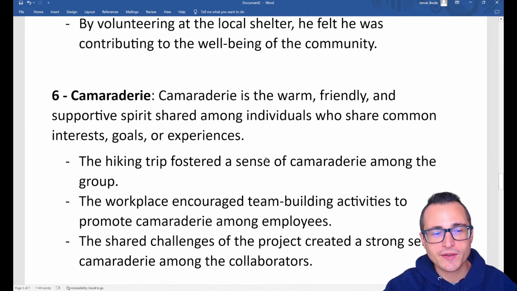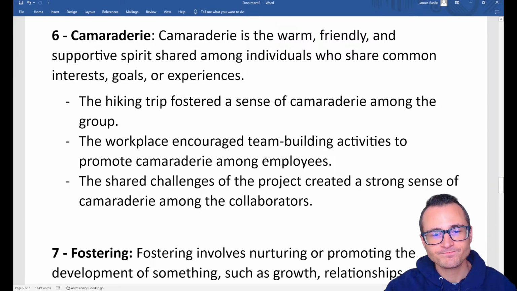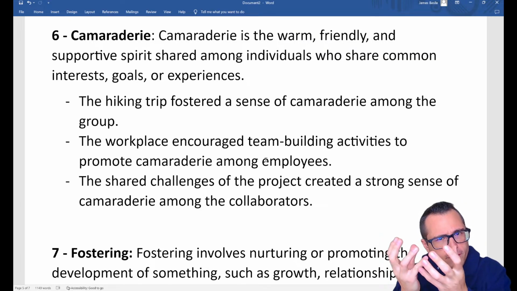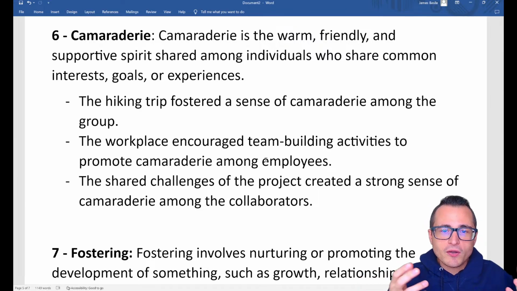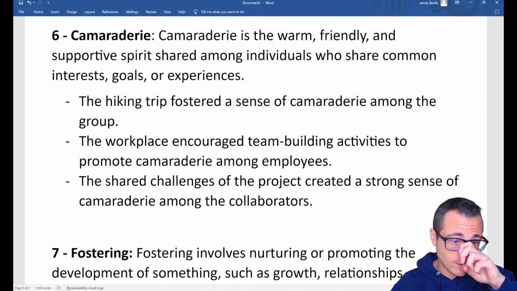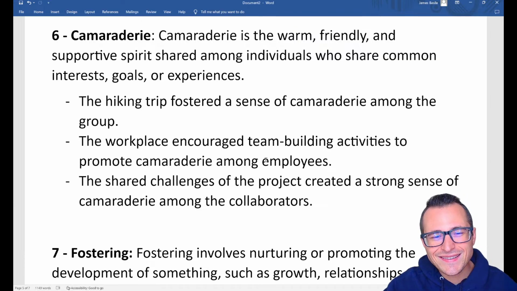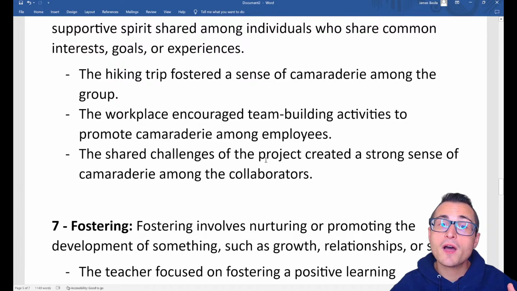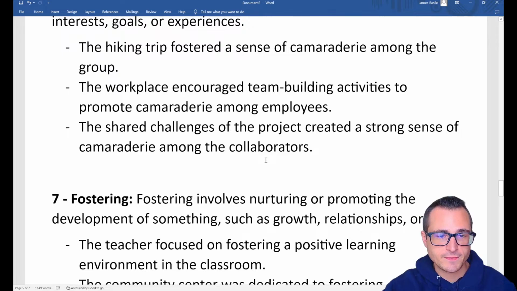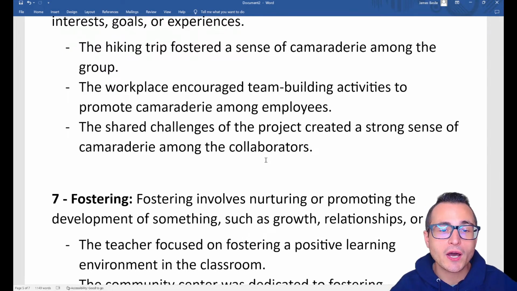Next vocabulary word is camaraderie. What is camaraderie? Camaraderie is the warm, friendly, and supportive spirit shared among individuals who share common interests, goals, or experiences. For example, the hiking trip fostered a sense of camaraderie among the group. The workplace encouraged team-building activities to promote camaraderie among employees.